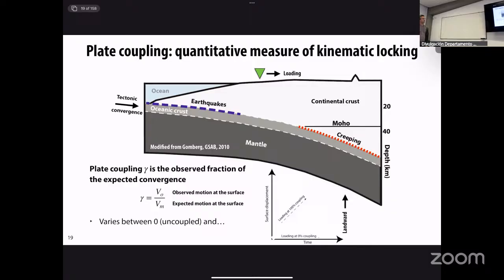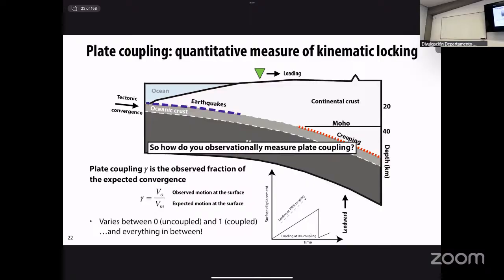So this coupling we can measure varies between 0, which would be that it's completely uncoupled. That would be the case if we're looking at the creeping portion of the subduction interface, and here you would expect no surface displacement, just a horizontal line. And it varies up to 1, fully coupled, where the observed velocity that you measure is the same as what you expect, and then everything in between.